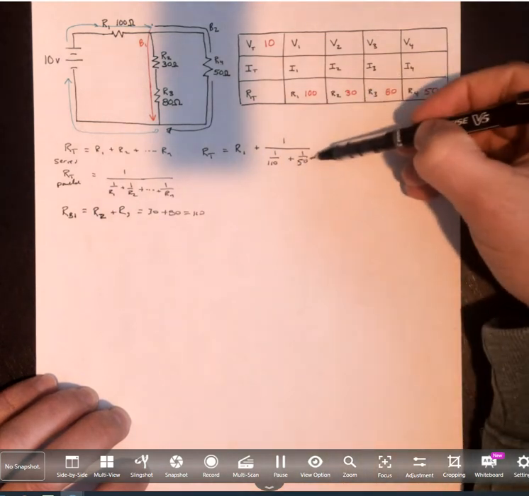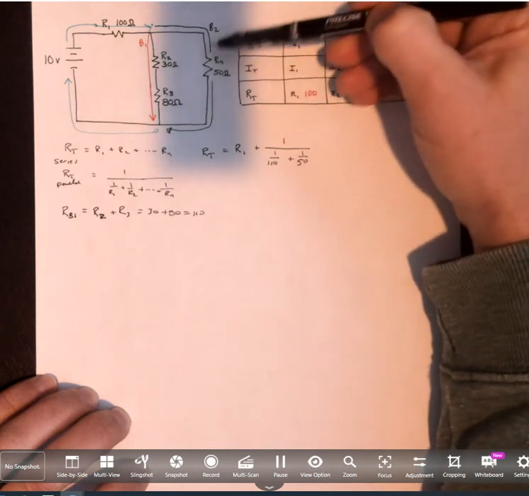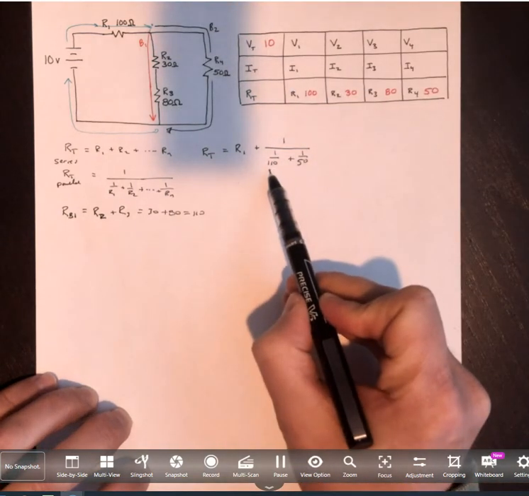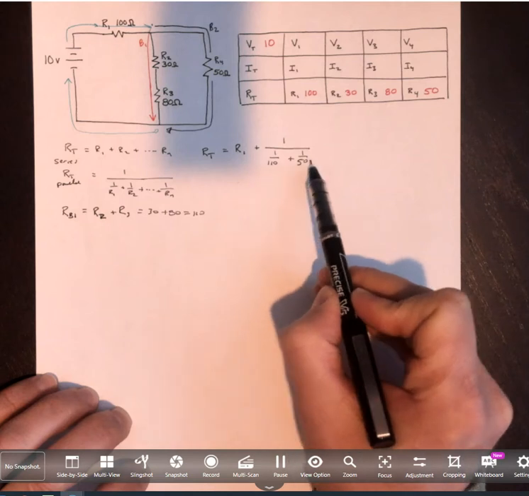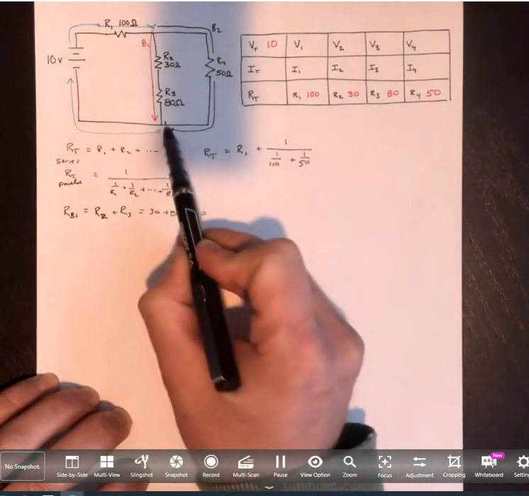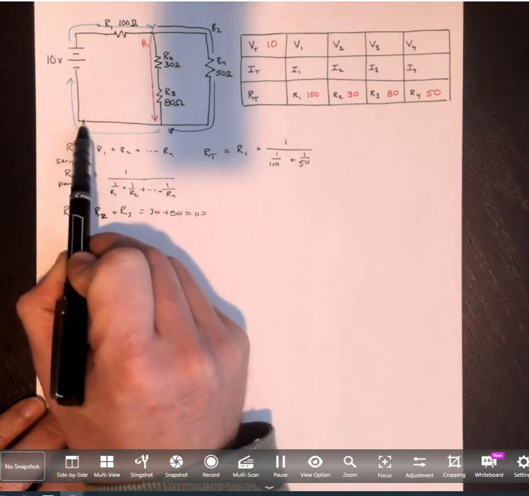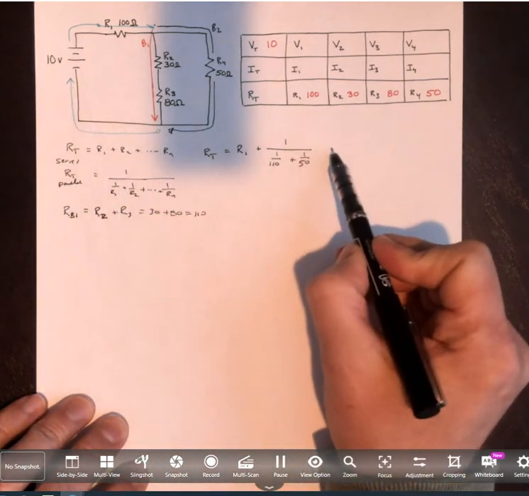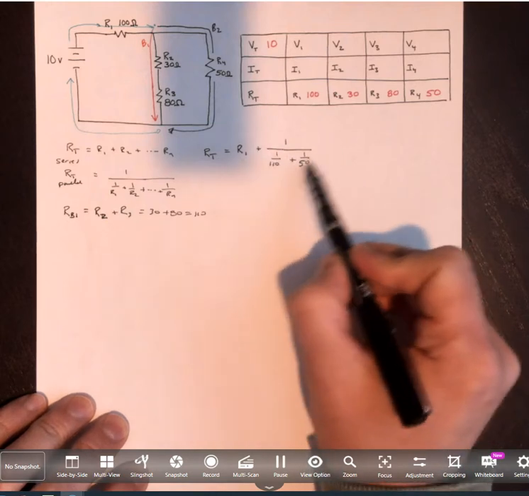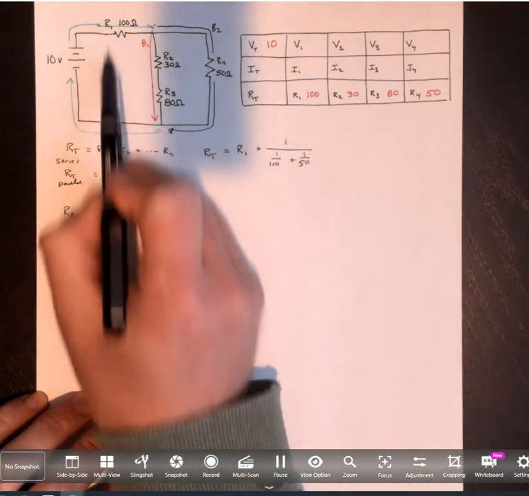I don't have any more reciprocals or fractions here because I have no other branches. Each branch creates one of these fractions: it's 1 over the resistance of the branch. After these branches merge back together, there are no more components here. If there were, then I would put a plus outside of this fraction, and then just the resistance of that component, like I did with the 100.